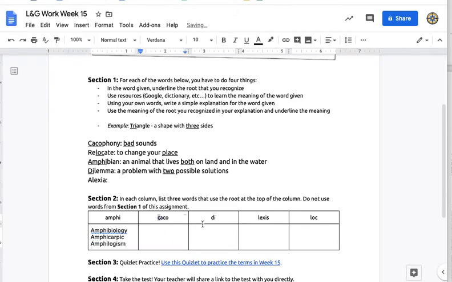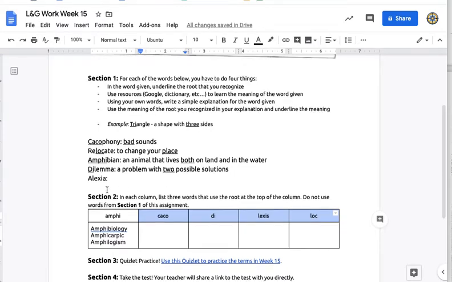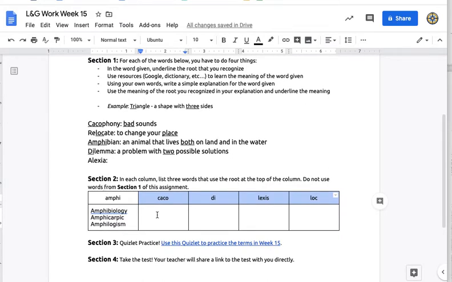So I'm going to do that for all of the roots I have for this week. I'm going to find 3 words that use that root and that the word makes sense to me. And I'm also going to make sure that I just don't use one of these that I just worked on up here. That's section 2. That's not so hard. Here's section 3.